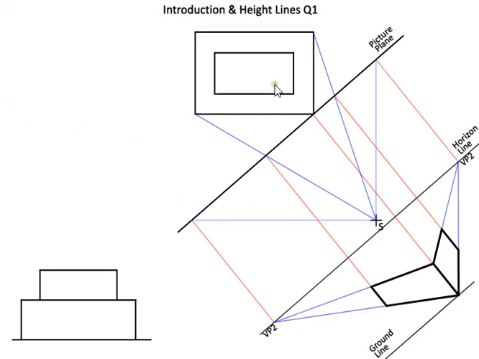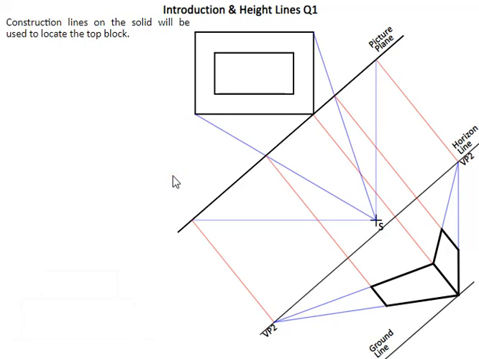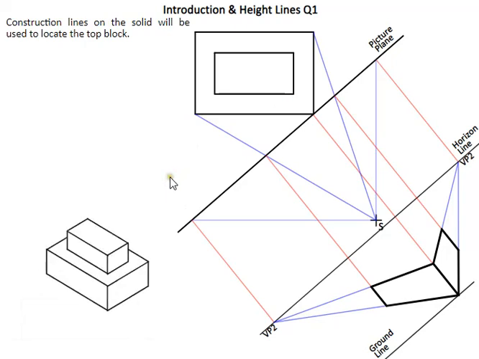Now the issue in this case here is that we have another block placed on top. So we want to locate this block on top, and the only issue is we do not know a height for it. Well, we can see the height here, but we can't mark it off here because it's not touching the picture plane. So to deal with this, we need to have a look at how we introduce height lines.